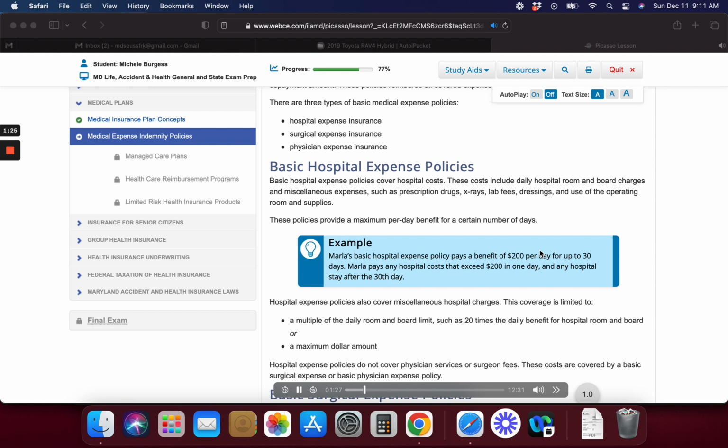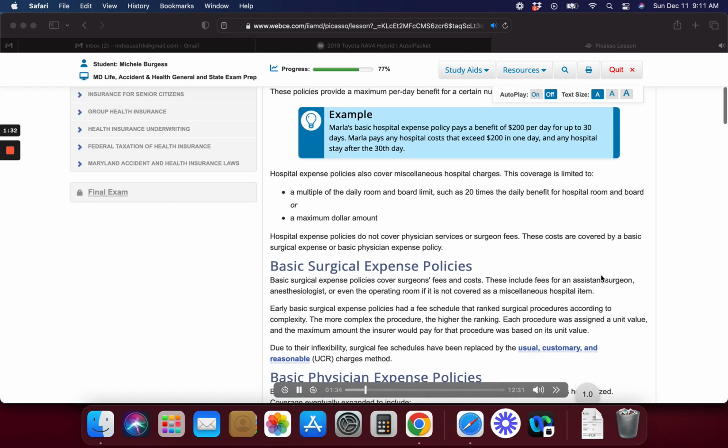Example: Marla's basic hospital expense policy pays a benefit of $200 per day for up to 30 days. Marla pays any hospital costs that exceed $200 in one day, and any hospital stay after the 30th day.